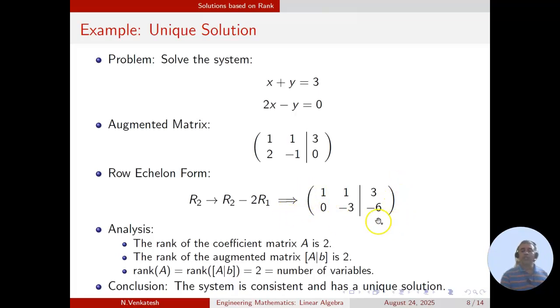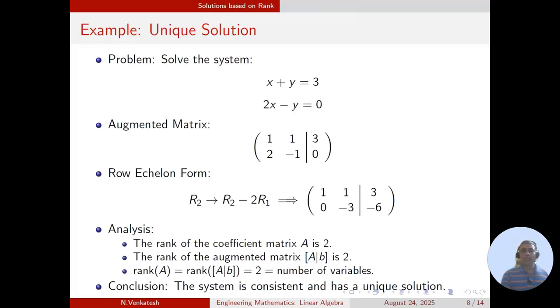Now you can see that the number of non-zero rows is 2. So the rank of A, when you consider this 1, 1, 0, minus 3, is 2, and the rank of the augmented matrix is also 2. So it is equal to the number of variables; the number of variables is 2 here, x and y.